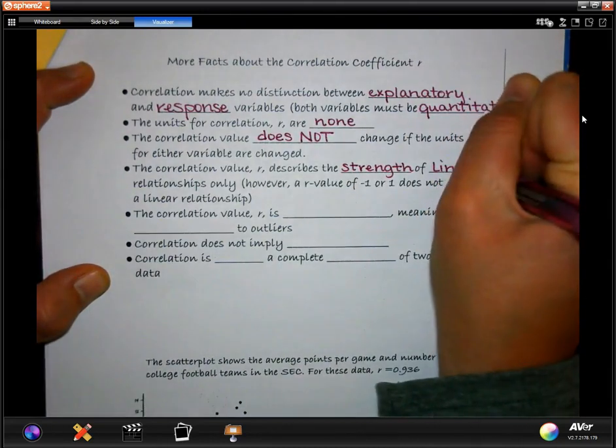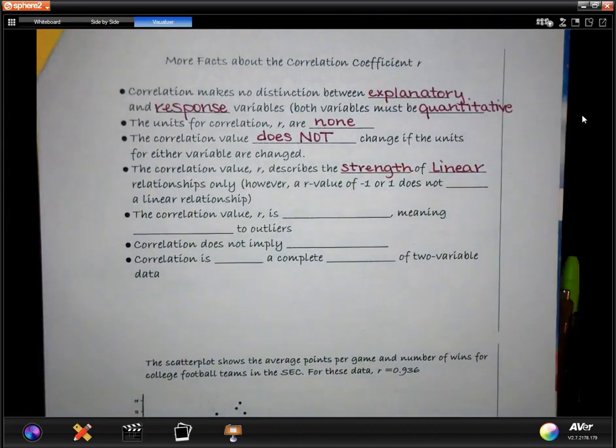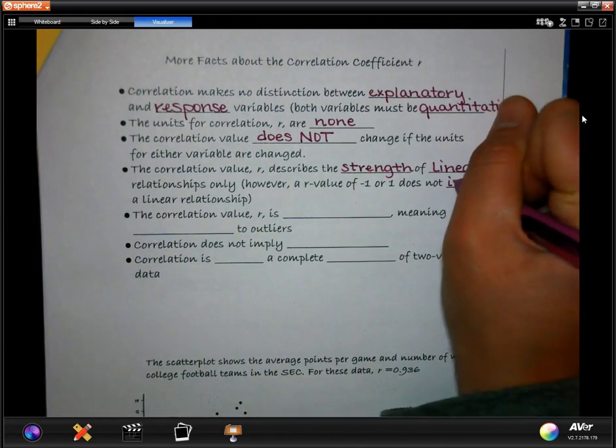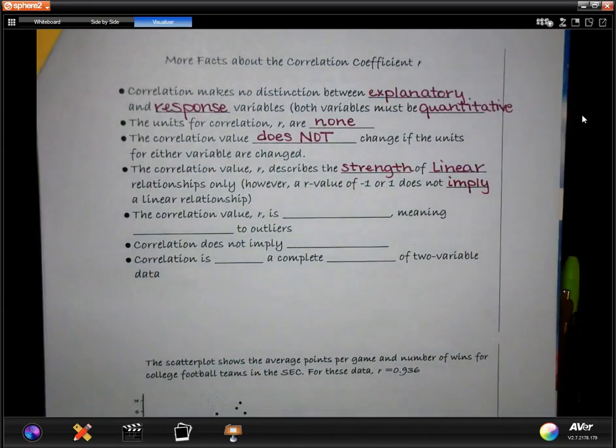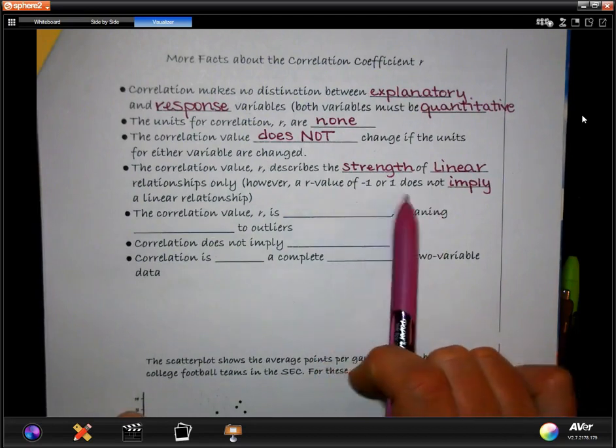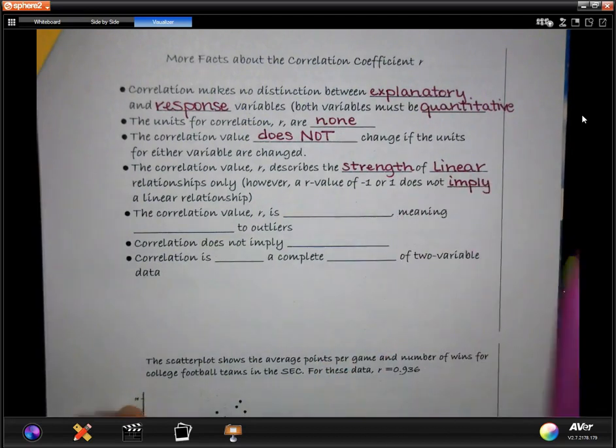The correlation value R describes the strength of linear relationships only. However, just because you get an R value of -1 or +1 does not imply a linear relationship. You need to look at the graph also. Like I said, with a curved scatter plot, you can run a correlation and get an R value, and you could get 1 or -1, but until you look at the graph and go, oh yeah, it's curved, you're not going to realize that it's not giving you a good value for your correlation.